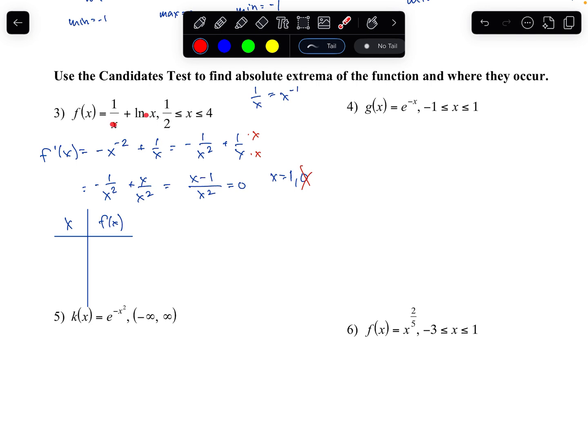Yeah, it wouldn't even be in the domain of the actual function itself. So, all right, so then we have 1/2 as the endpoint. We have 1 and we have 4. So if we plug in 1/2 here, that's going to become 2. So 2 plus the natural log of 1/2, and if you remember your natural log rules, that's 2 minus the natural log of 2.